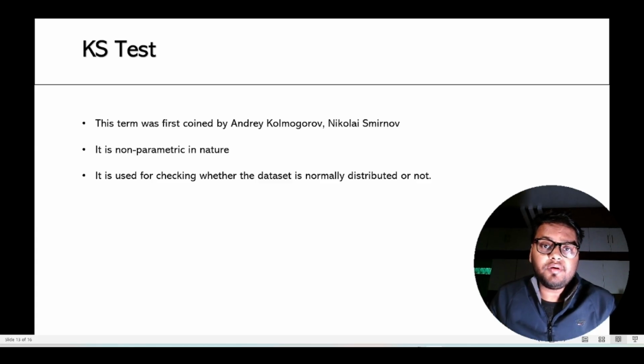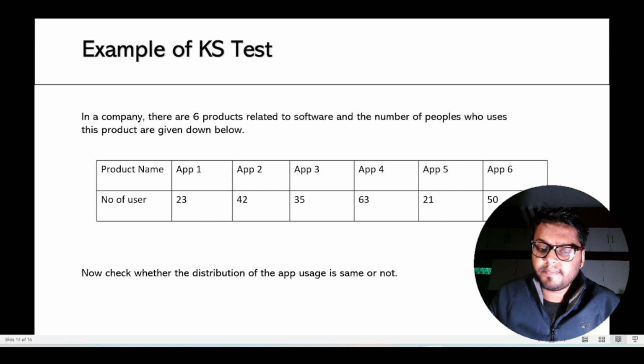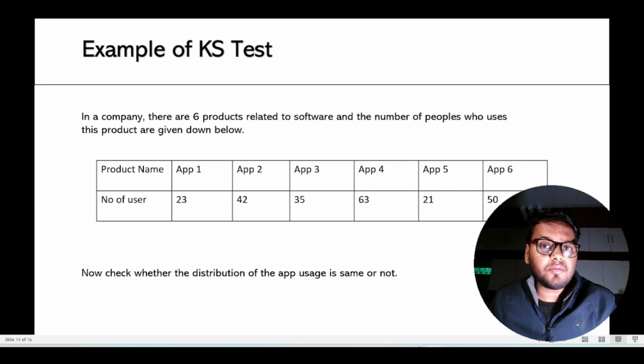Now let us talk about KS test. KS test, also known as Kolmogorov-Smirnov test, is used for checking whether your column is having normal distribution or not. Now let us do this thing mathematically. So here is one of the examples we have. In a company there are 6 products, app 1 to app 6, and the number of people who use the product. Now the total sum of the users is 240. Now we have to check whether the distribution of app usage is normal or not.